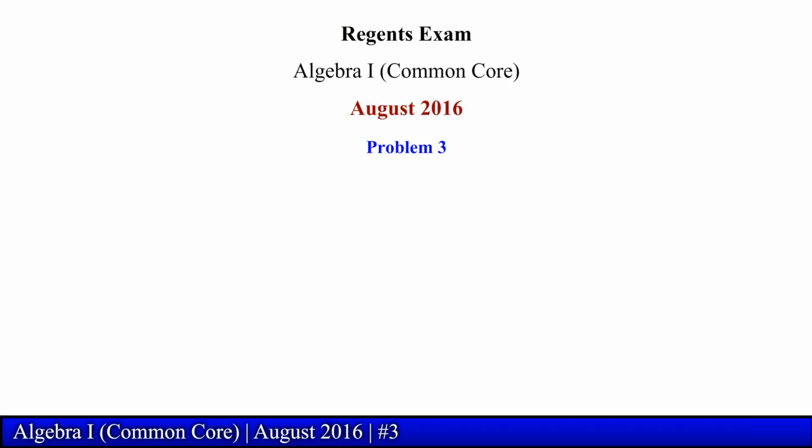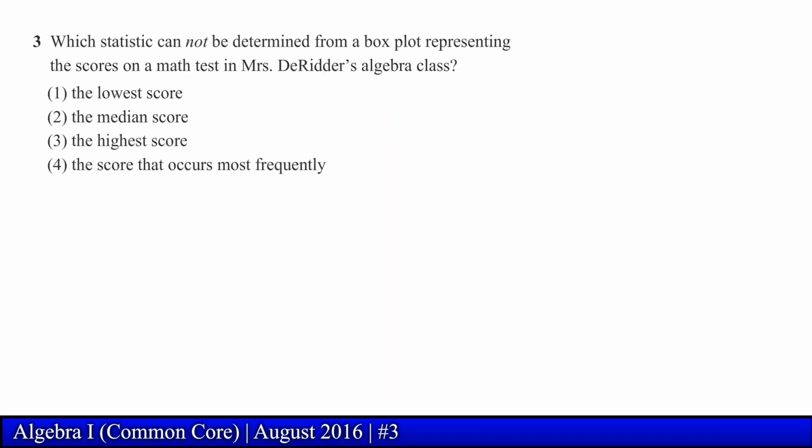Regents Exam, Algebra I, August 2016, Problem number 3. Which statistic cannot be determined from a box plot representing the scores on a math test in Mrs. DeRiddler's algebra class?